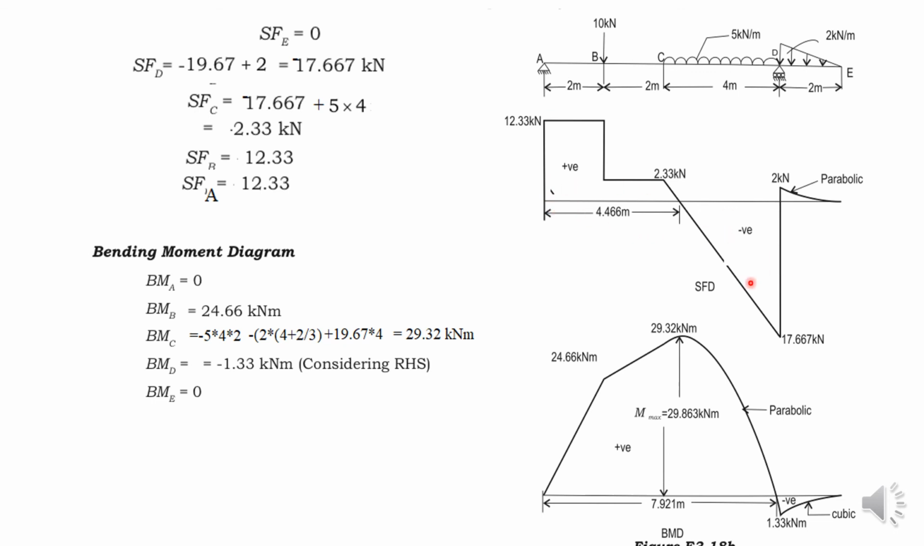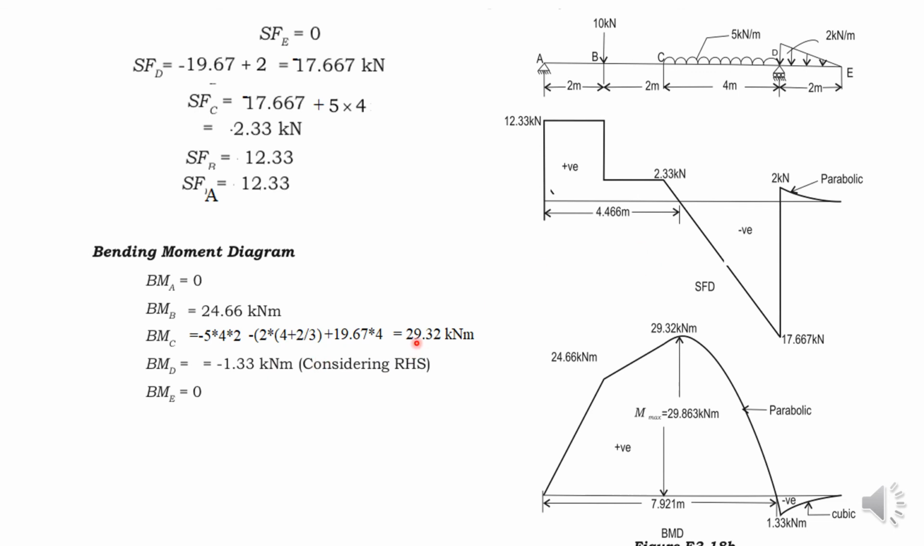So this is the shear force diagram, and at a particular point the shear force diagram changes from negative to positive. Locate that point, because at that point the maximum bending moment will occur. As usual, draw the bending moment diagram. You will get the bending moment at A as 0, at B as 24.66, and at C as 29.32 kilonewton meters. These are the bending moment values which we obtain.